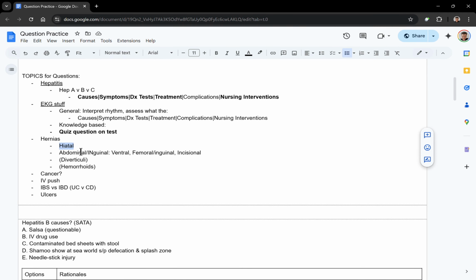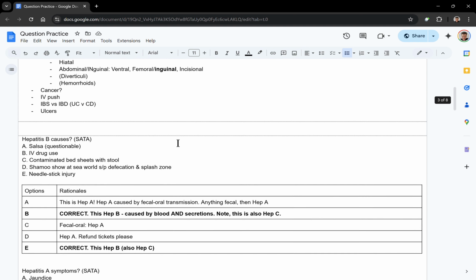So we have the hiatal, or we did abdominal, we did inguinal over here. Again, it's the same things here. You can ask any one of these things. What are the interventions? What are the complications? What are the causes? Cause and interventions could be like teaching afterwards to avoid another hernia. Okay. All right. What else?